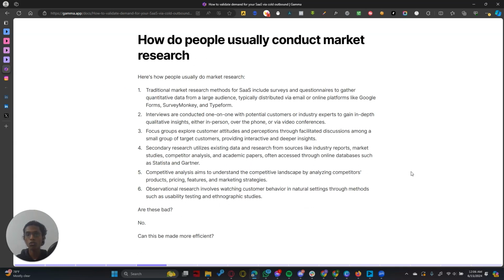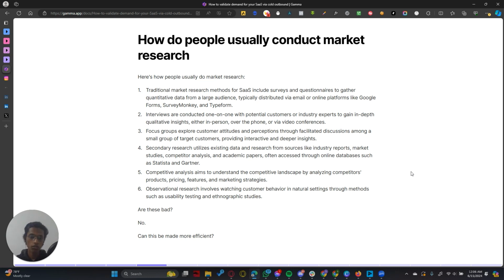Now, here's how people usually conduct market research. It includes surveys and questionnaires, interviews, focus groups, secondary research including utilization of existing data and research from sources like industry reports, market studies, academic papers, and so on. Basically through online databases, search engine searches or research, competitive analysis. You see what other people are doing. You do observational research and so on as well. These are a few common methods of market research.